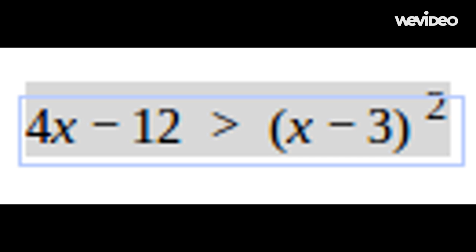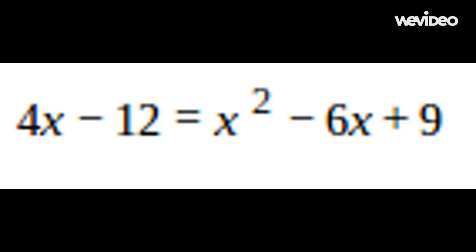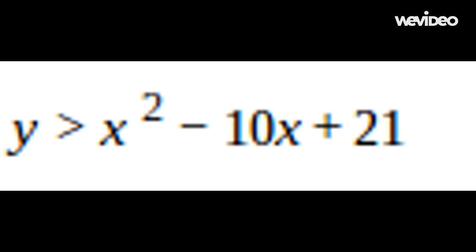To begin this problem, start the same way we did with the first one. Change the greater than sign to an equal sign. Multiply the right side out. So now you should have x squared minus 6x plus 9. Make the left side of the equation equal 0 by subtracting 4x on both sides and adding 12 on both sides. Then combine your like terms. Finally, you can graph the equation.